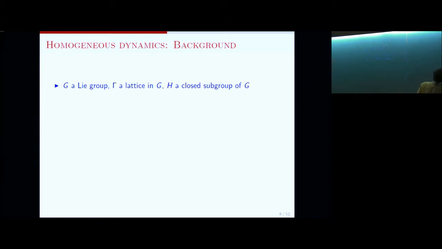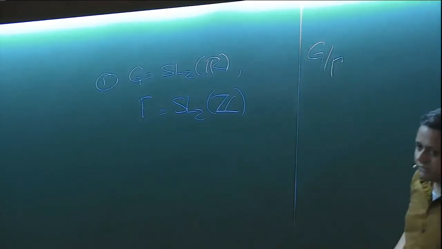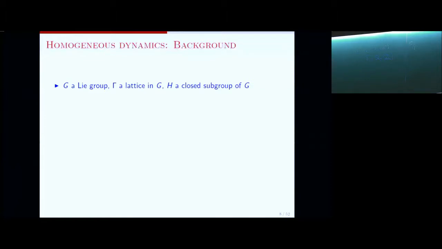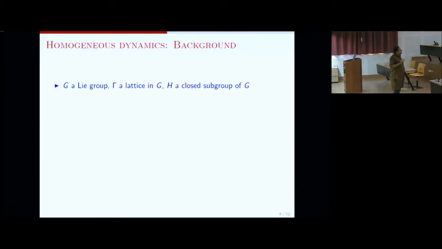So I'm interested in the quotient space G mod gamma. One of the reasons I'm interested in it is that this quotient space frequently parametrizes objects of mathematical interest. For instance, this space can be viewed as a space of lattices in R2 whose covolume is 1. The covolume is the area of the fundamental parallelogram of the lattice.